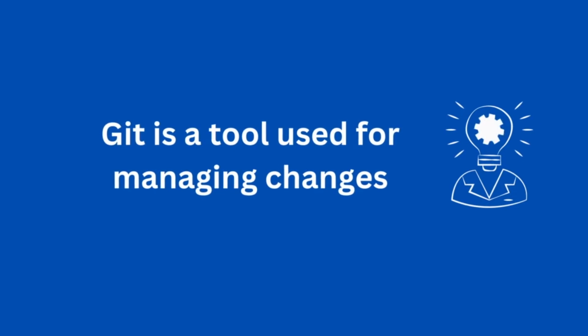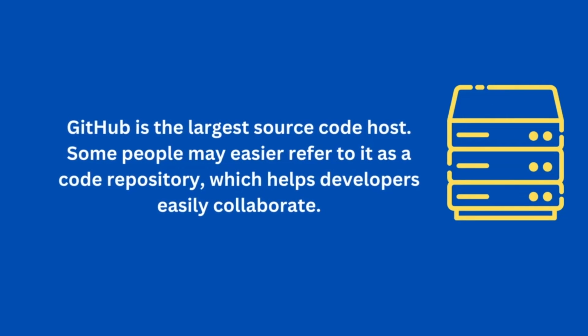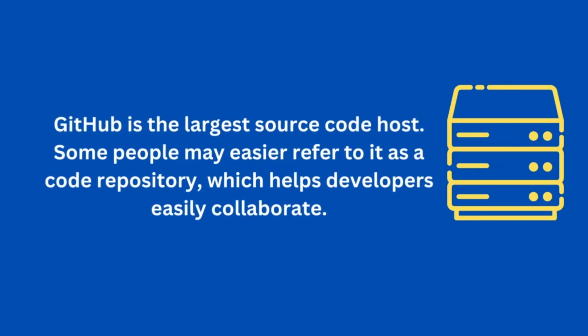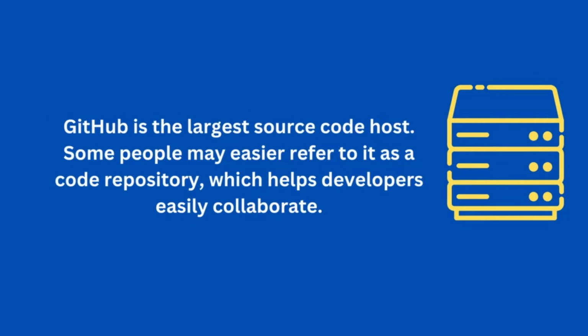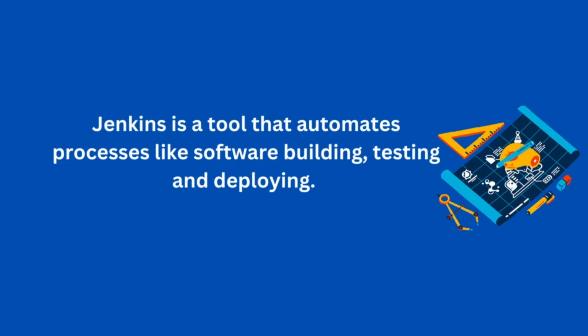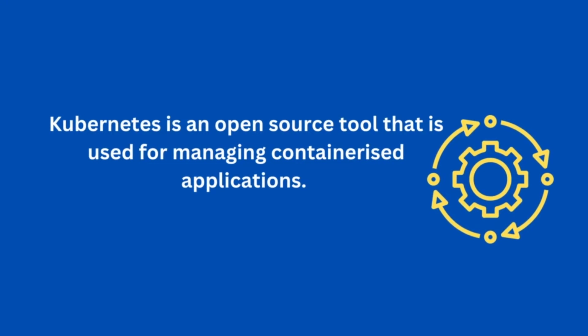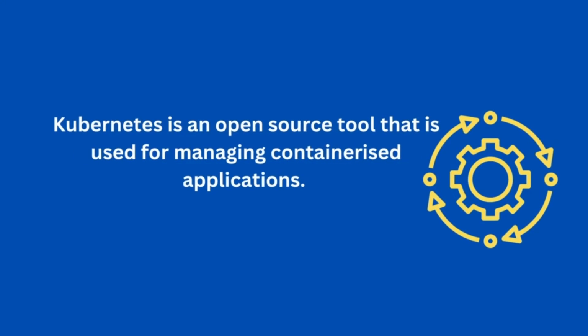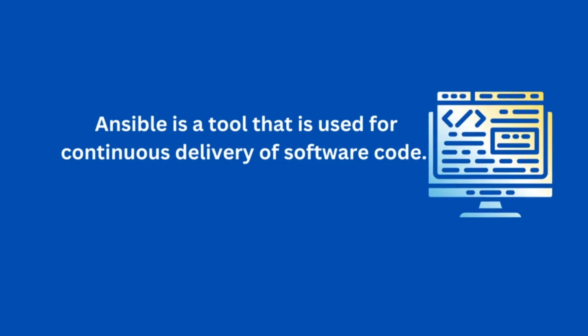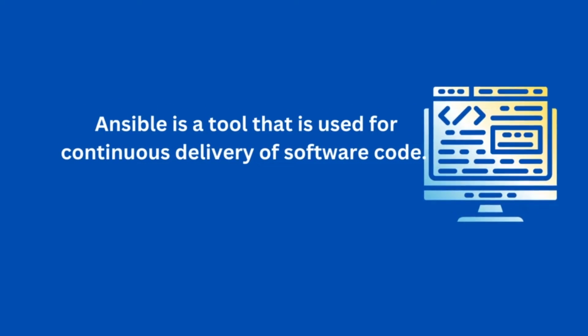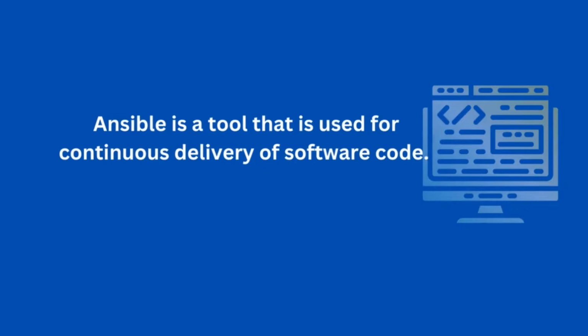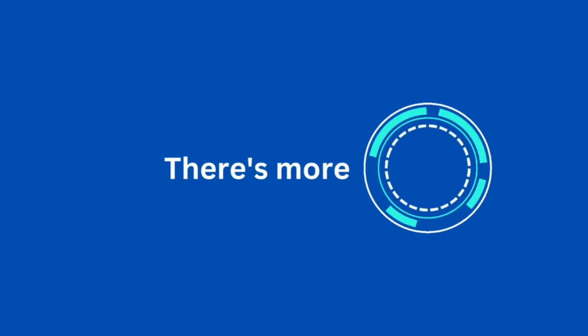Here is a summary. Git is a tool used for managing changes. GitHub is the largest source code host. Some people may more easily refer to it as a code repository, which helps developers easily collaborate. Jenkins is a tool that automates processes like software building, testing, and deploying. Kubernetes is an open source tool that is used for managing containerized applications. Ansible is the tool that is used for continuous delivery of software code. Note that these are only some of the tools.